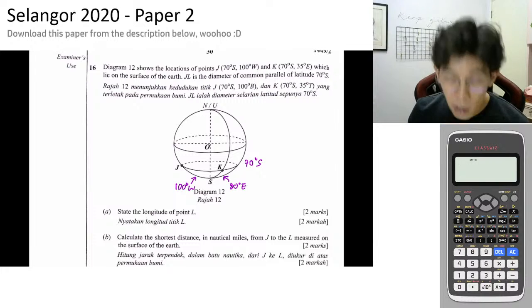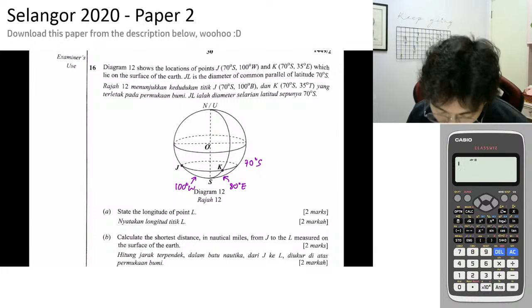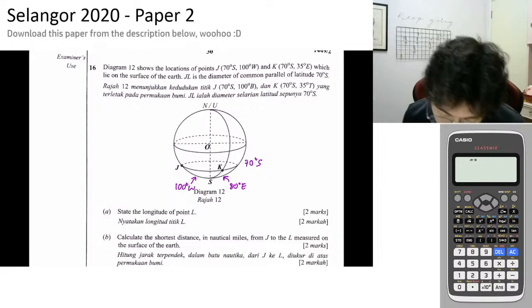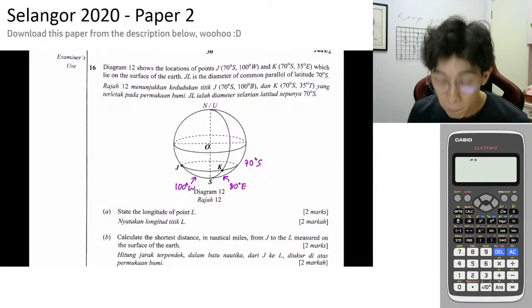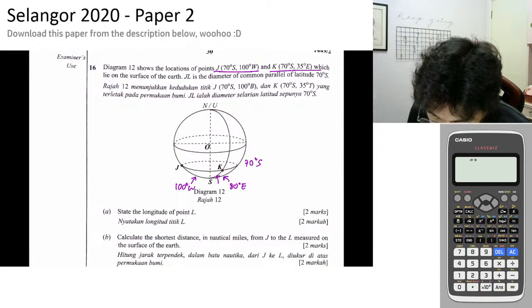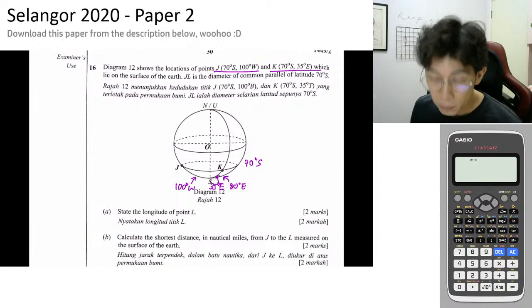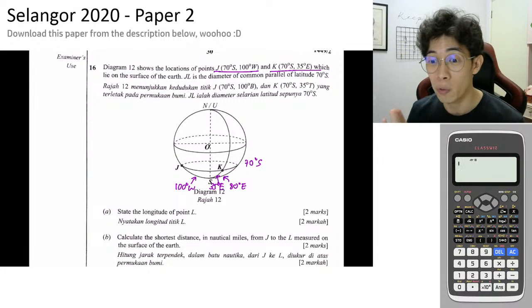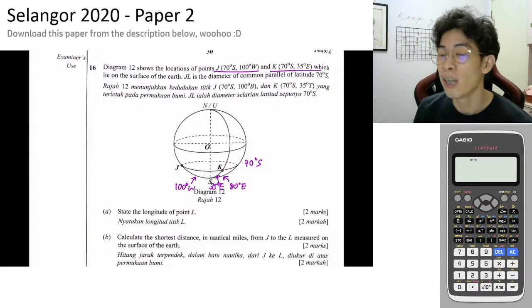Now, of course, I will go through the Earth with you. So, you have 100 west, you have 80 east there already. Automatic one, you know. K, they mentioned K is also 70 south, but with 35 degrees east. So, I put all the information there for you already. But everyone, I always do this, you know.